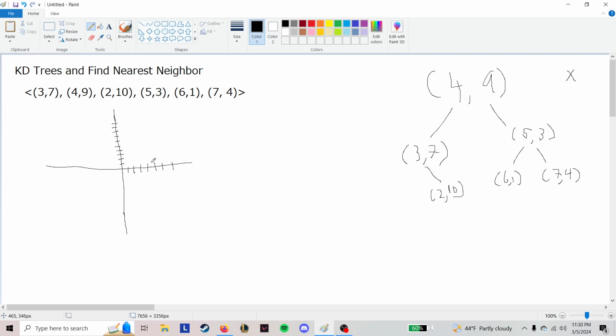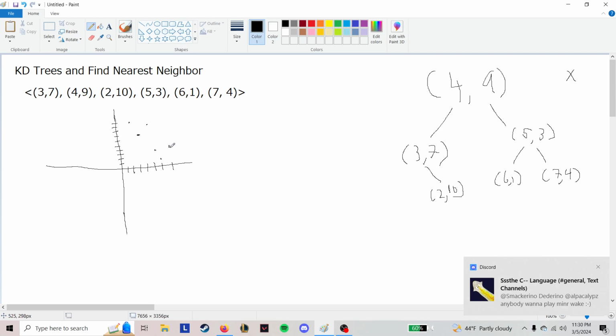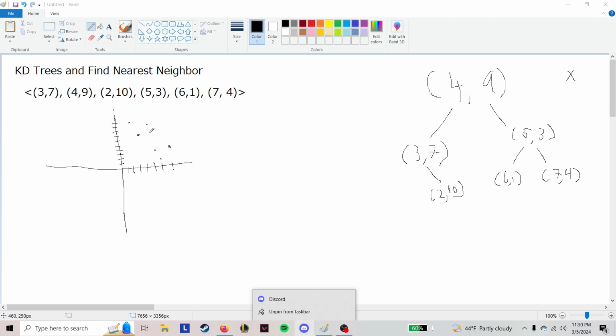Okay, so those are my axes. I have one point at 3, 7, one point at 4, 9, a point at 2, 10, 5, 3, 6, 1, and 7, 4. All right, so here are my points. So my first point that I'm splitting around is the point 4, 9. So I'm going to draw that in a different color. So 4, 9 is this point right here.